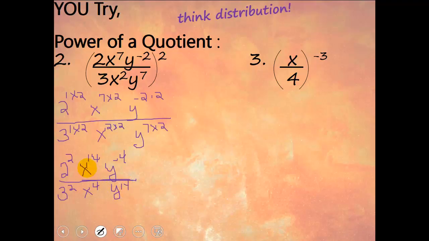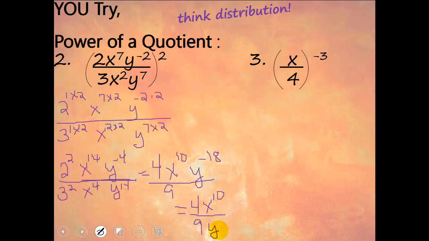Now look how you have x's in both the numerator and the denominator, and you have y's in both the numerator and the denominator. So what we want to do is combine those like bases. So I get 2 squared, that's 4. x to the 14 minus 4 is 10. y to the -4 minus 14, that's -18, over 9. So that gives me 4x to the 10th over 9y to the 18th.